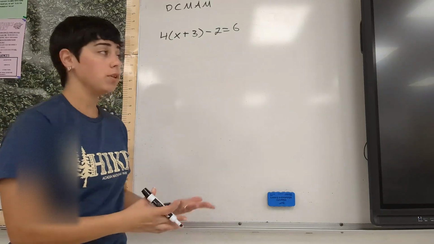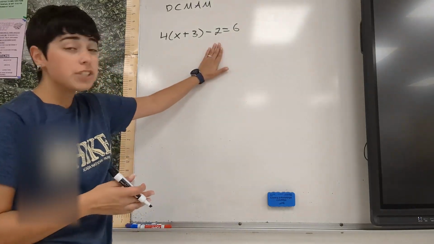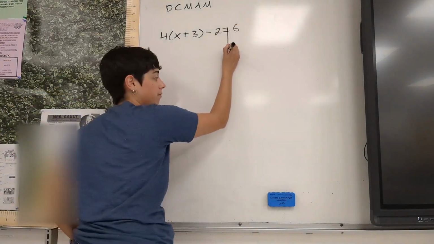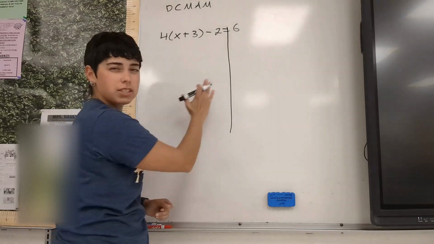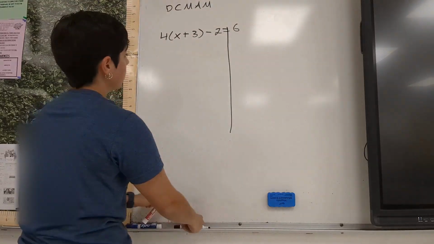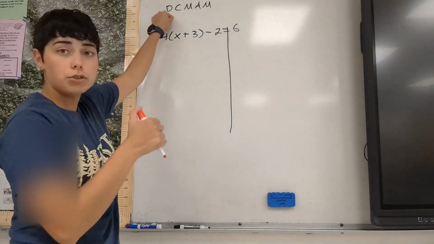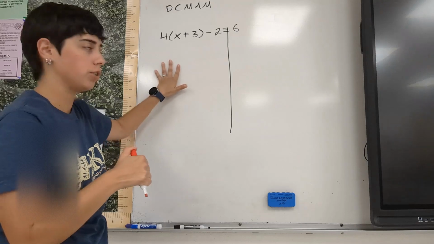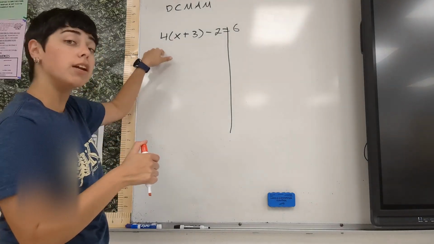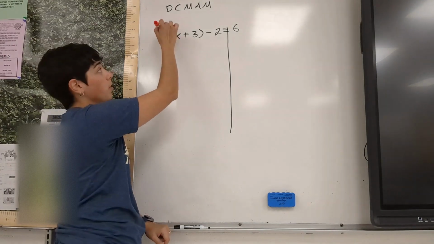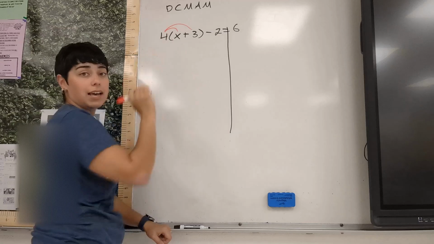So here's an example of a multi-step equation. First thing I'm going to do, just like with one and two-step equations, I'm going to draw a line just to visually separate the two sides. So starting with that first letter D. D stands to distribute. Well, can I distribute? I have parentheses with a number in front. That means I can. So I have to distribute this 4 into everything inside the parentheses.